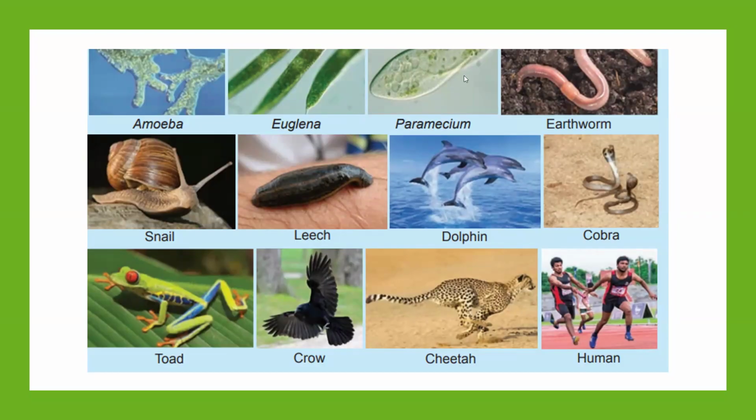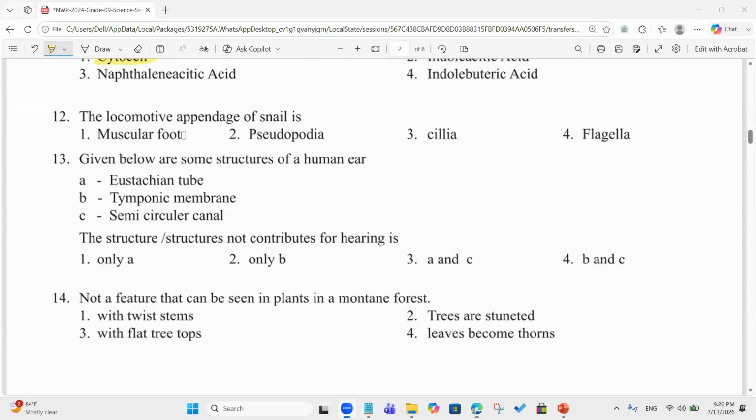It's a flagellum. Paramecium, cilia. Earthworm uses its body, right? And snail, this is the question, muscular foot. And some other animals have different body organs, right? You have learned this one. Please refer to this part, okay? Right. So here the answer is muscular foot.